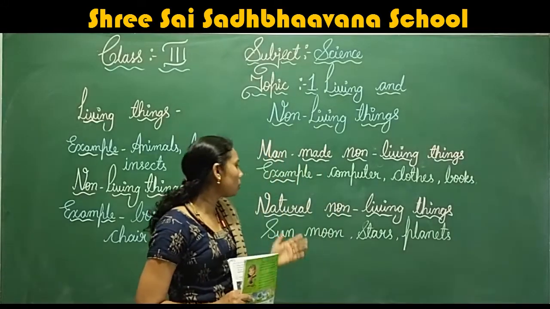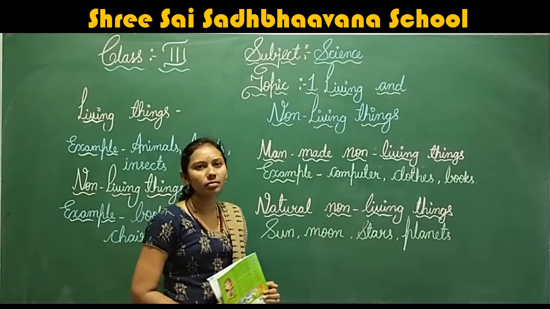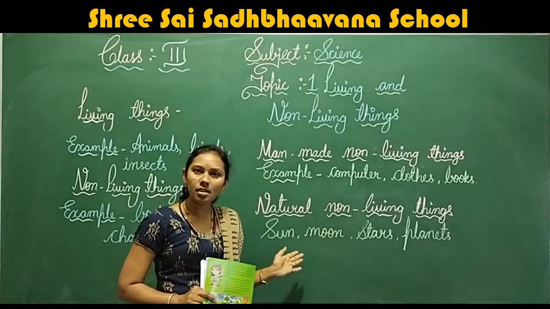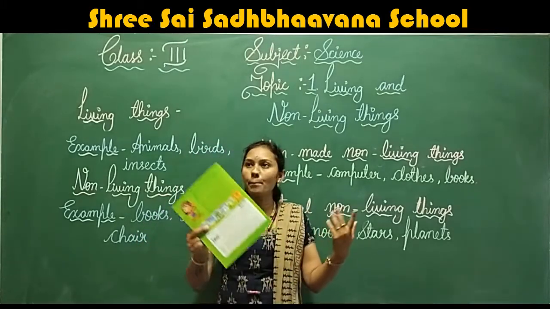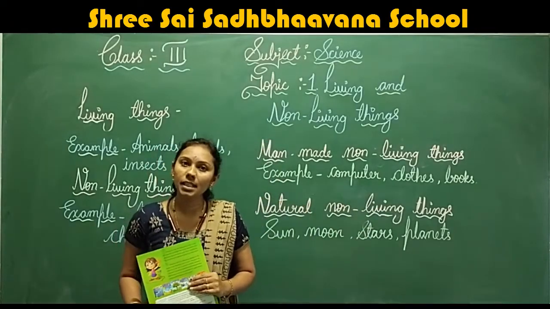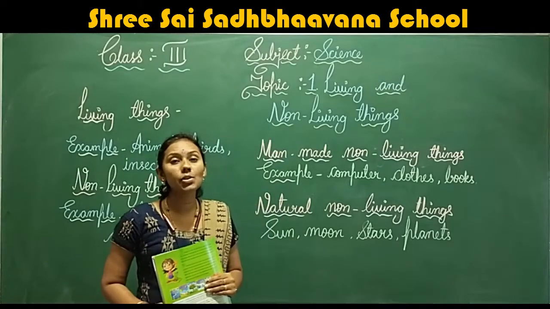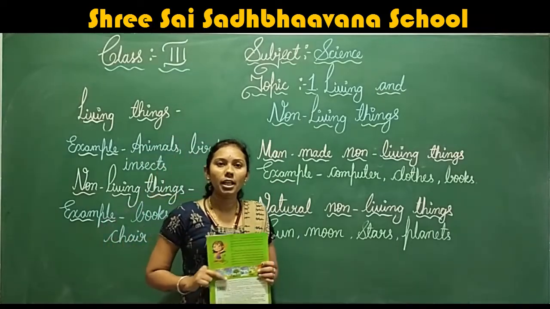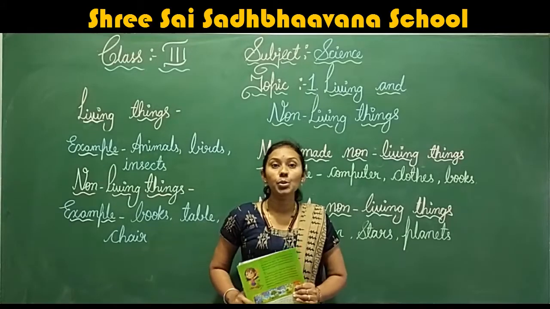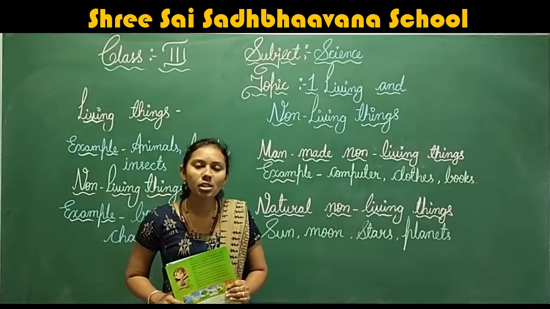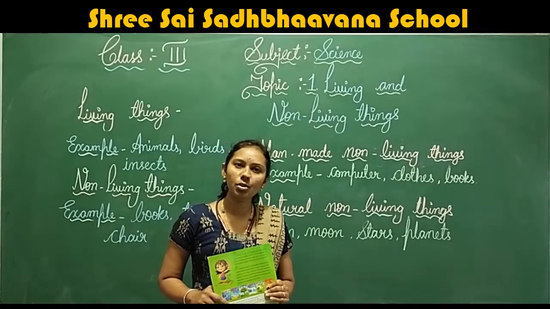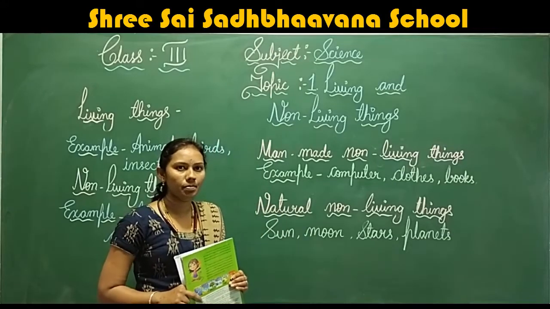Right, children? Then what about these natural non-living things? Yes, children. You can see stars, sun, moon, planets, mountains, valleys, lakes, rivers, right? These are natural. It was not created or made by any human being, any man. So those things are called natural non-living things. Right, children? Those are called natural non-living things.